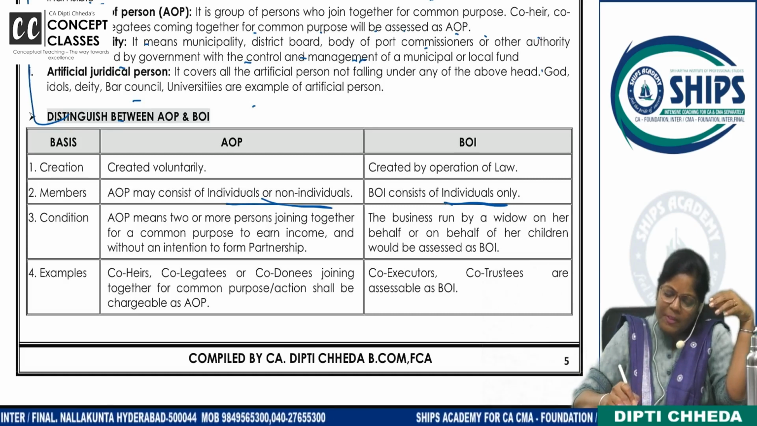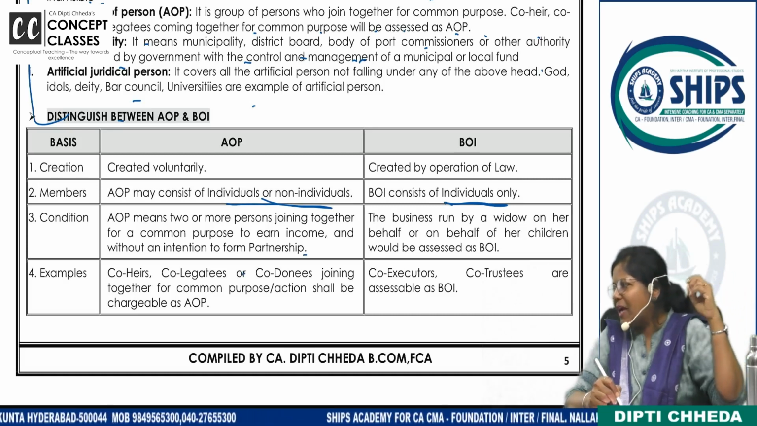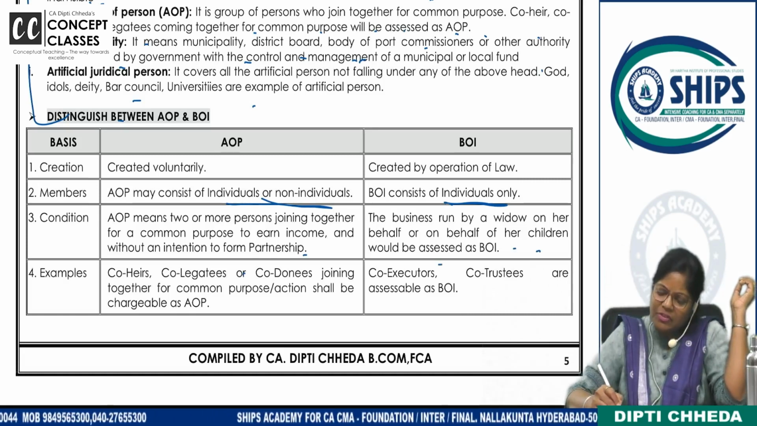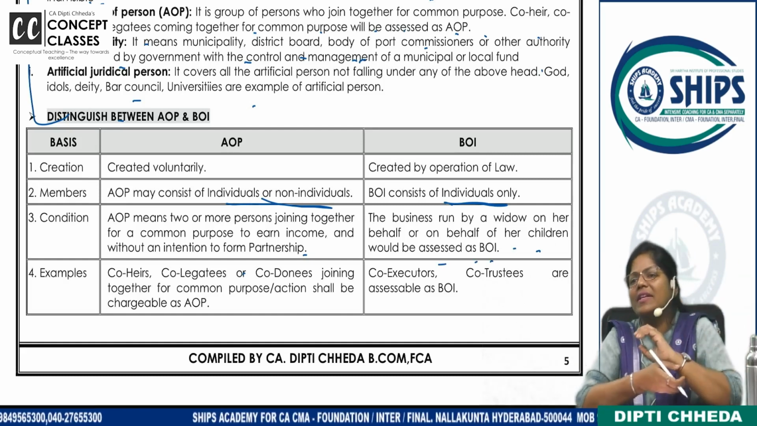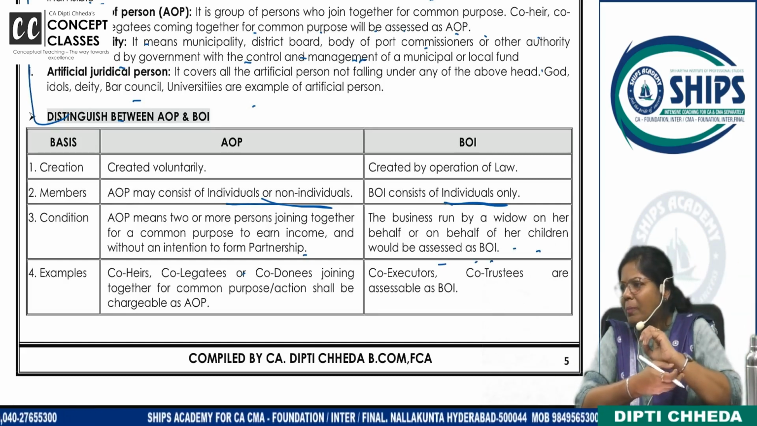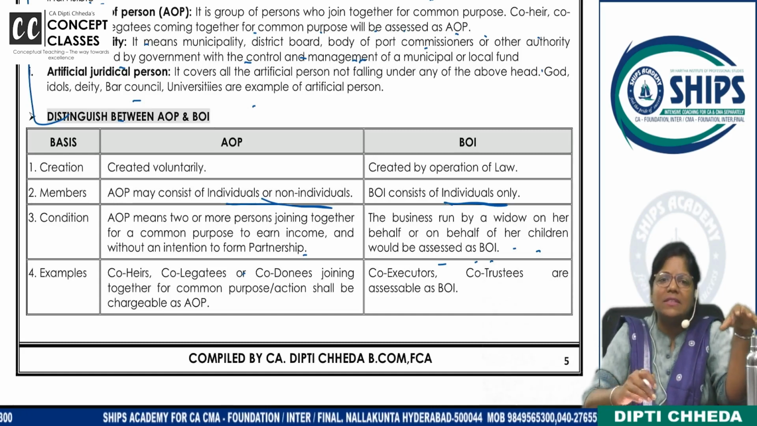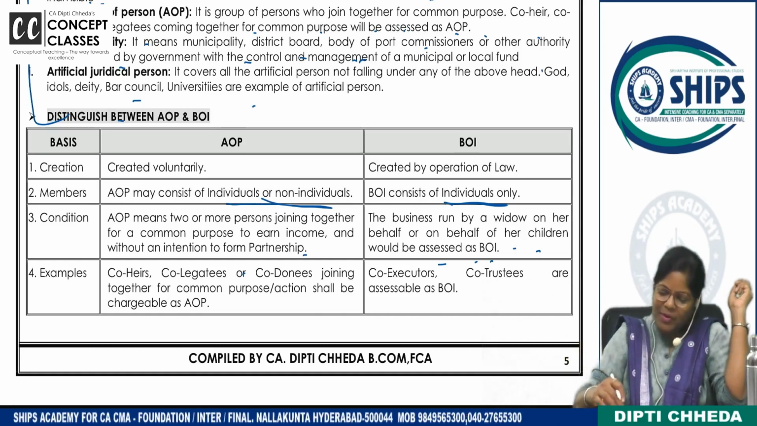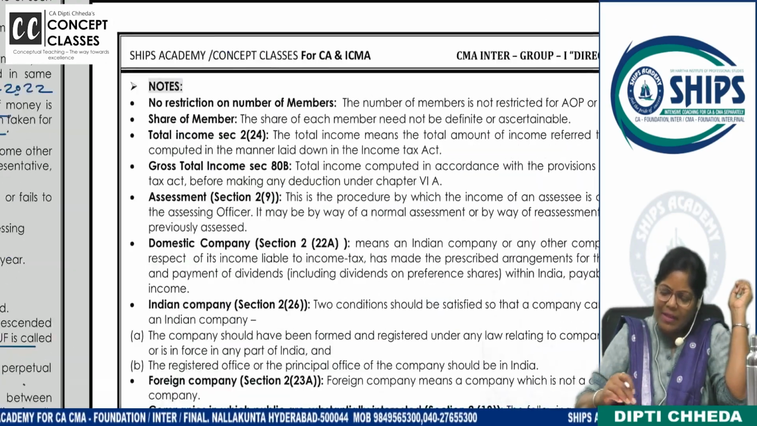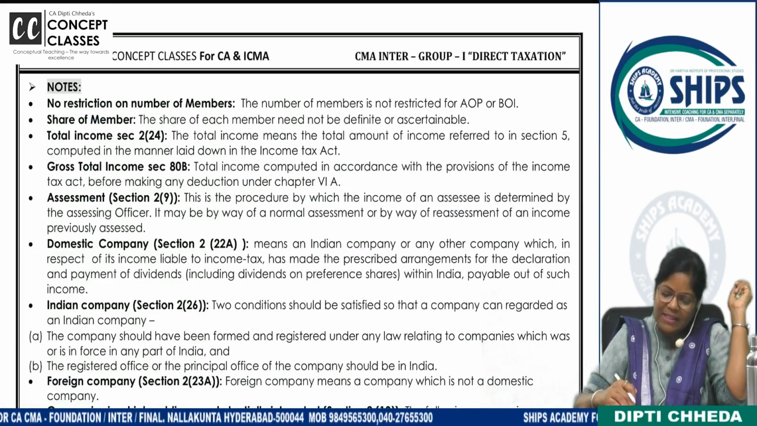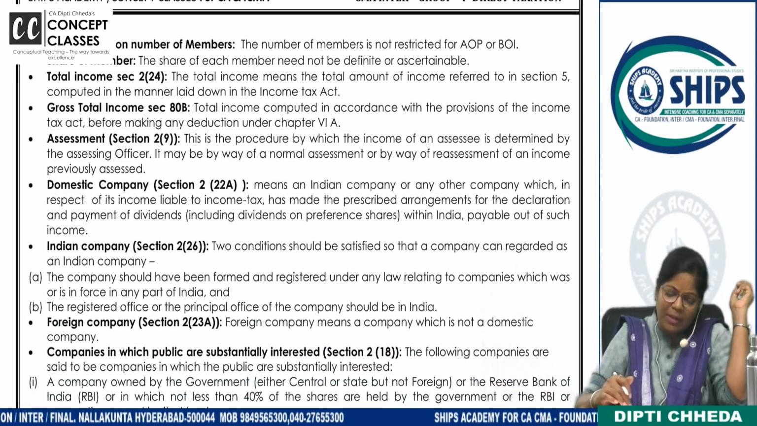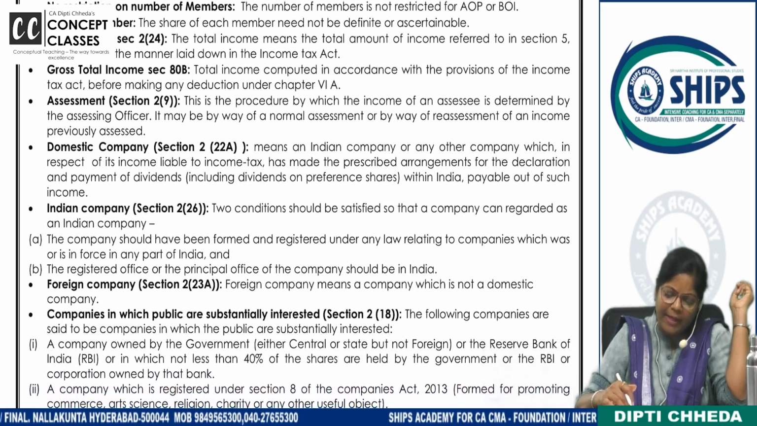AOP means 2 or more persons joining together for a common purpose and without forming a partnership firm. BOI, the business run by a widow on behalf of her children, would be assessed as a body of individuals. You know, father has left the property equally between the sisters and brothers and widow, then it will be like a body of individuals. And same examples are given. Right. There is no restriction on the number of members of AOP, BOI and all.